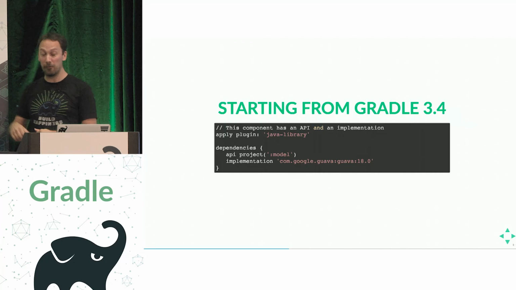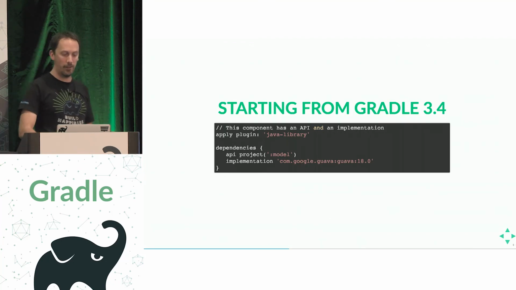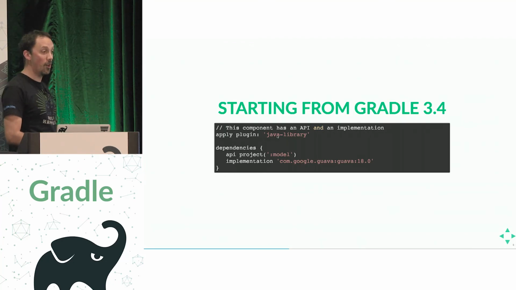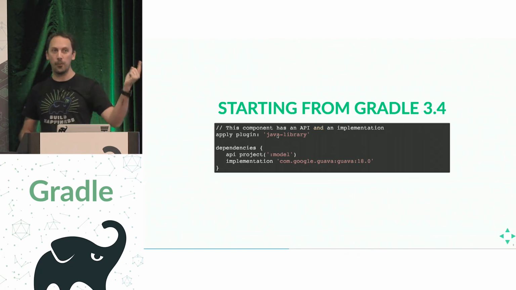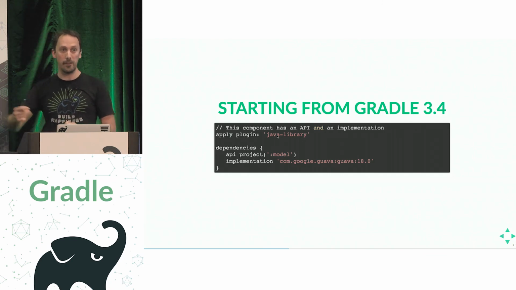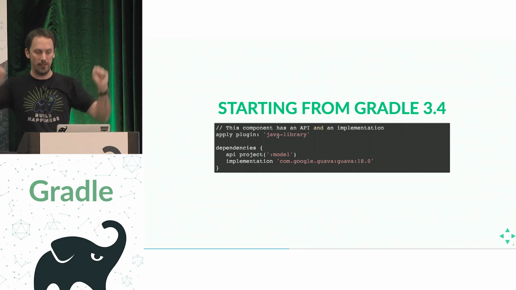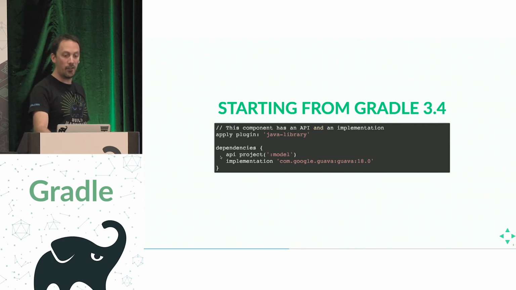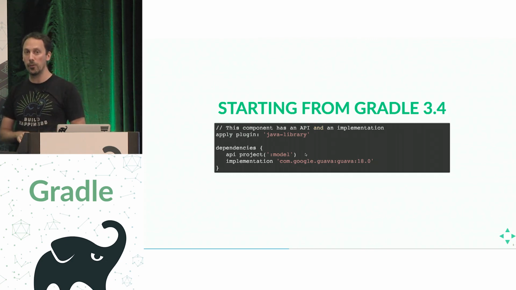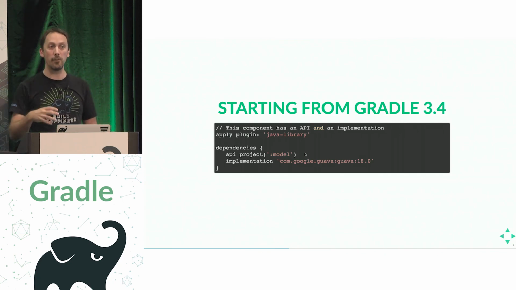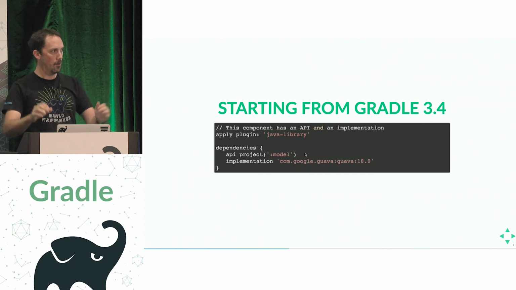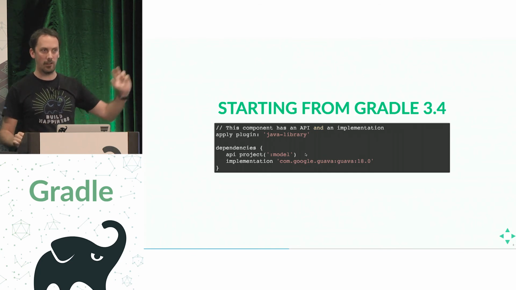So starting from Gradle 3.4, what we started to do is to introduce a new plugin, which is called the Java Library plugin. And this one models the fact that a library exposes an API and an implementation. And the two are separate. So my API exposes the model, but it should not expose Guava to the consumers at compile time. It only cares about that at runtime. At runtime, Guava is going to be needed, right? But at compile time, Guava should not leak to the consumers.